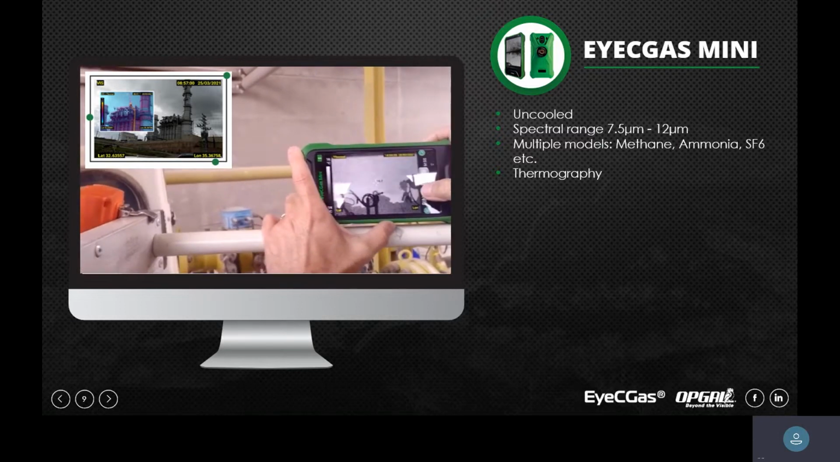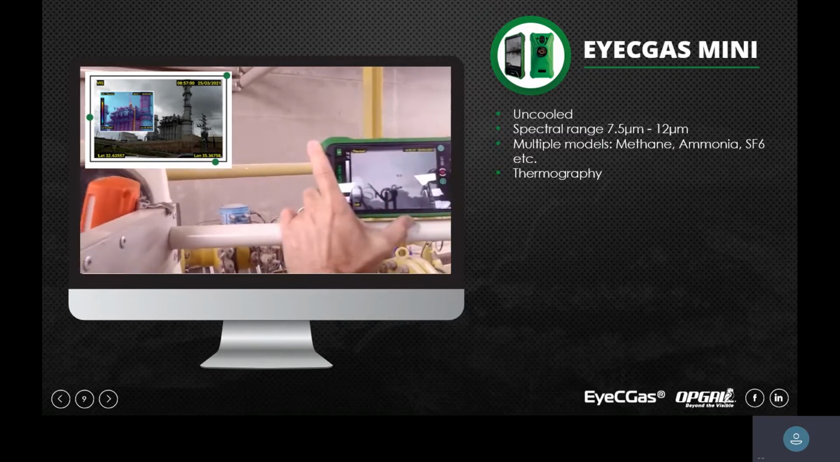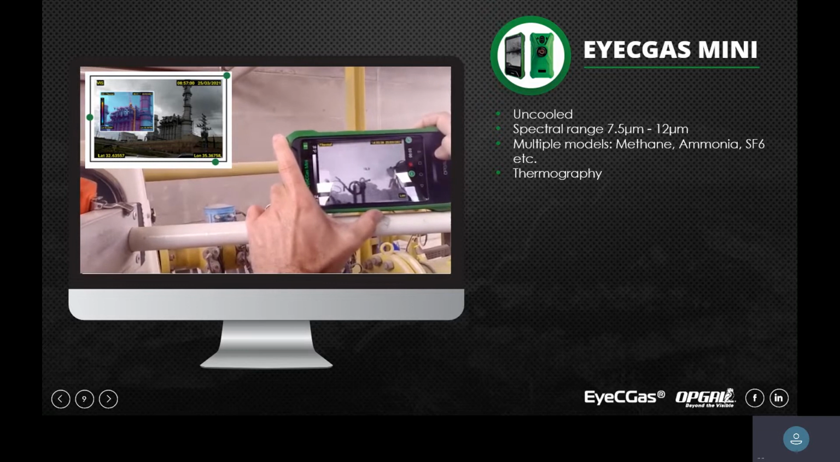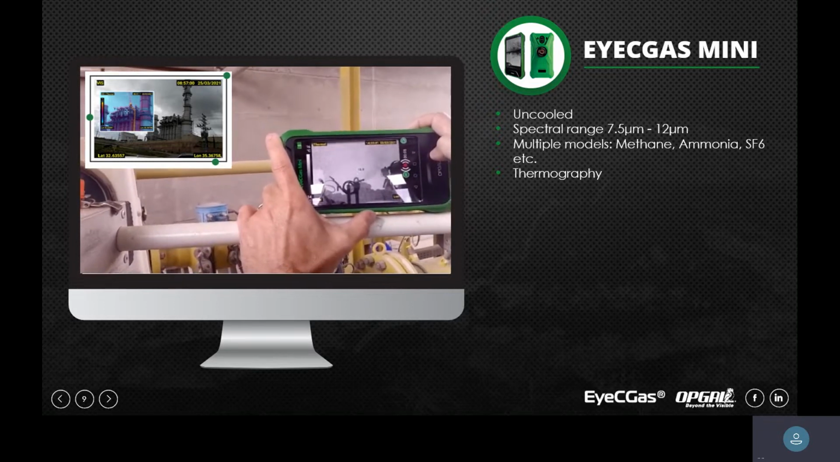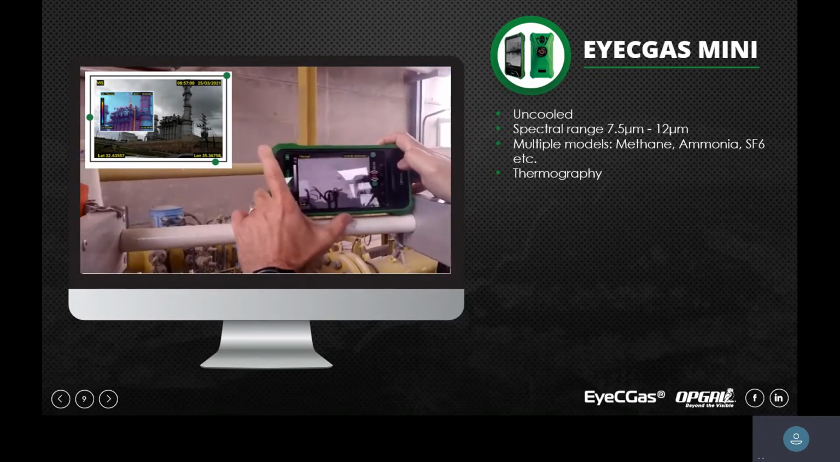Does it just fit on your cell phone? No. Or with the whole device? The whole device, you can come and see it. The whole device is a cell phone and a camera. It's like a cell phone size camera. Okay.